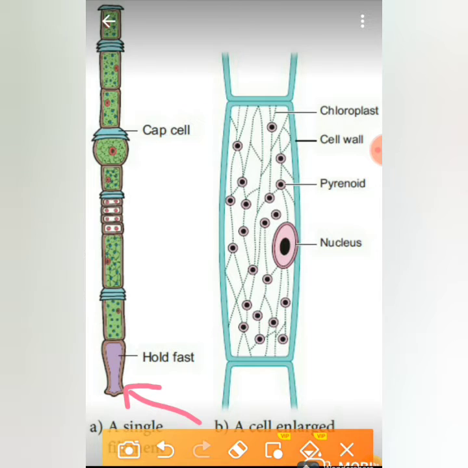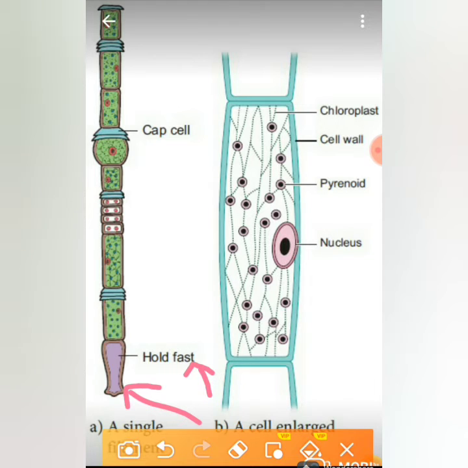And usually this basal cell is colorless, and as I mentioned earlier, it performs the function of fixation to the substratum. It helps the algae to attach or hold onto the substratum, and the substratum can be anything, a stone, wood, a leaf, or anything inside the water. So the function of this basal cell is to fix to the substratum, and it is also referred to as the hold fast.